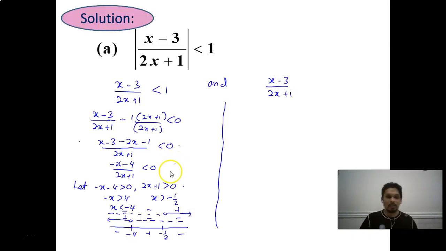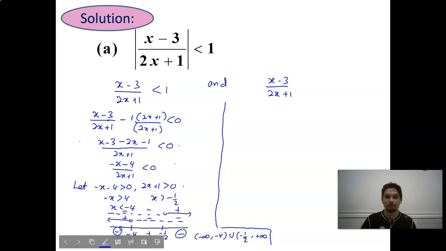Okay, less than 0. So we're taking the negative area for this one here. So the solution set for this one is negative infinity until negative 4 union negative 1 over 2 to positive infinity. Okay.